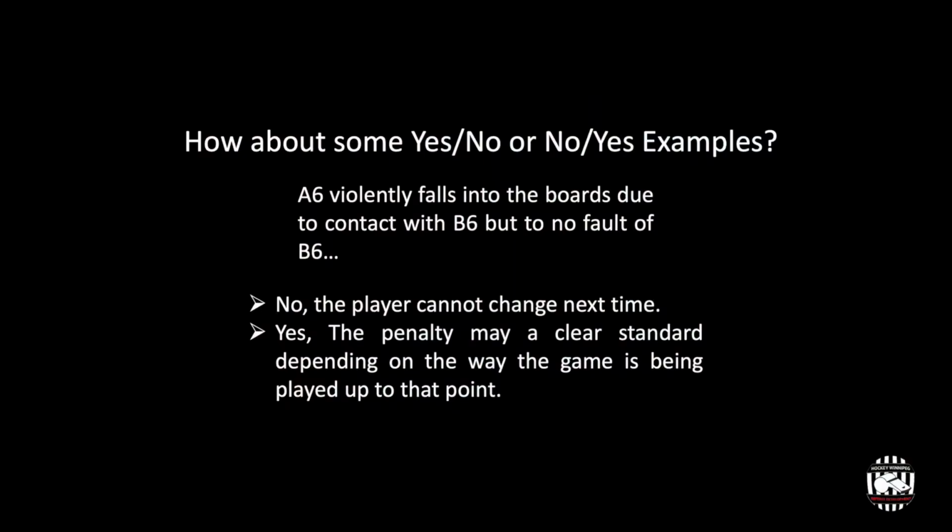Here's the next example. A6 violently falls into the boards due to contact with B6, but there's no fault of B6 in the play. So, can the player change something next time? Well, based on that description, no. B6 is not going to be able to change anything next time because they didn't do anything wrong. However, if it's a violent fall into the boards, the whole arena is going to see it as being very violent, right? It looks dangerous falling into the boards. So now you're in a situation where you have, no, the player can't change anything, but yes, the entire arena could learn something from this if there's a penalty called.